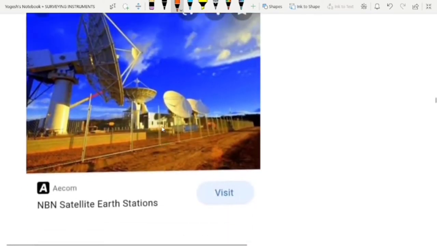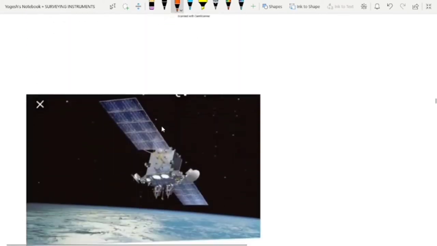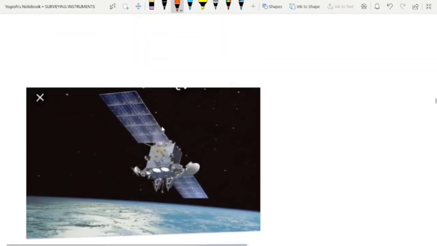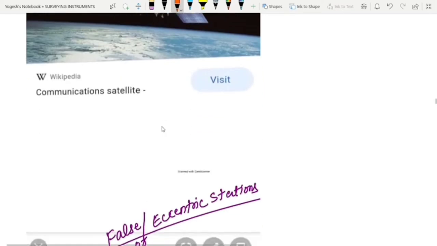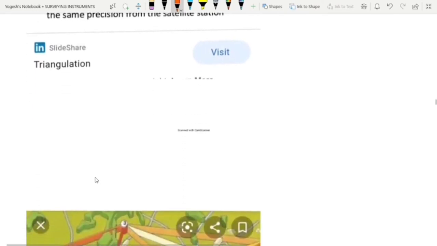These are basically the earth stations in the case of triangulation surveys. These are the communication satellites in the case of triangulation surveys. These are the false or eccentric stations we had discussed. When it is not possible to set the instrument over a triangulation station, then some nearby stations are selected. Those stations are called eccentric stations, satellite stations, or false stations.